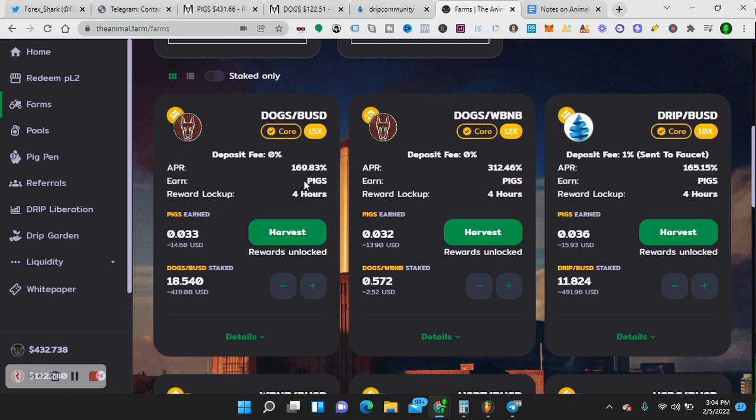Now, this is pigs. So what we're doing is we're providing liquidity of dogs and BUSD paired, and we're earning pigs. There's a 0% deposit fee. However, you're taking a risk of impermanent loss. So if you don't know what impermanent loss is when providing liquidity, Google impermanent loss. And the second thing you need to do is Google impermanent loss calculator. And then you can play with the numbers and see how much you would lose as the prices fluctuate.